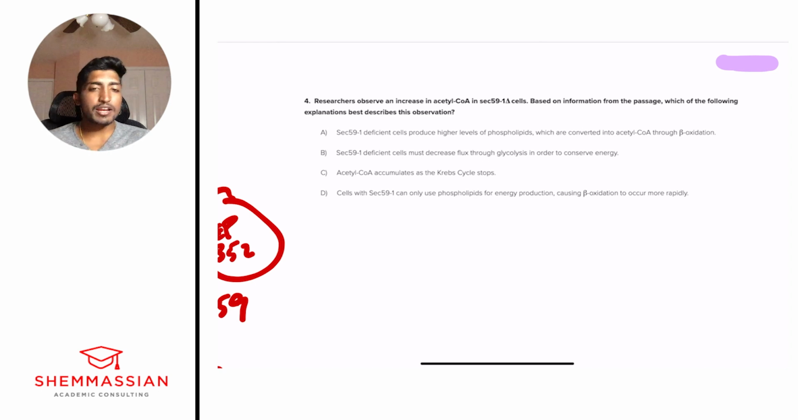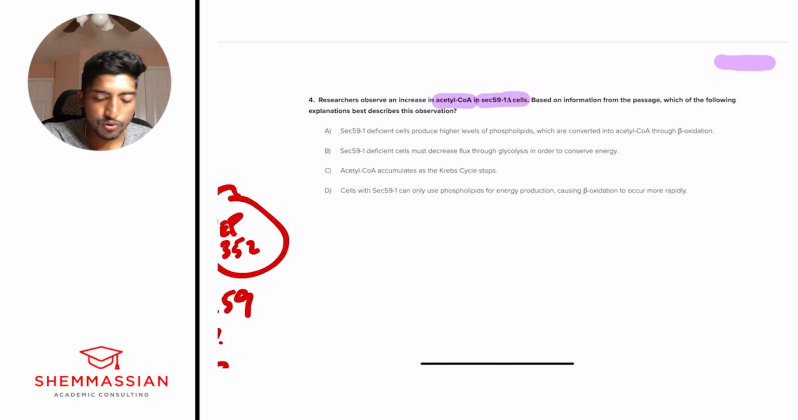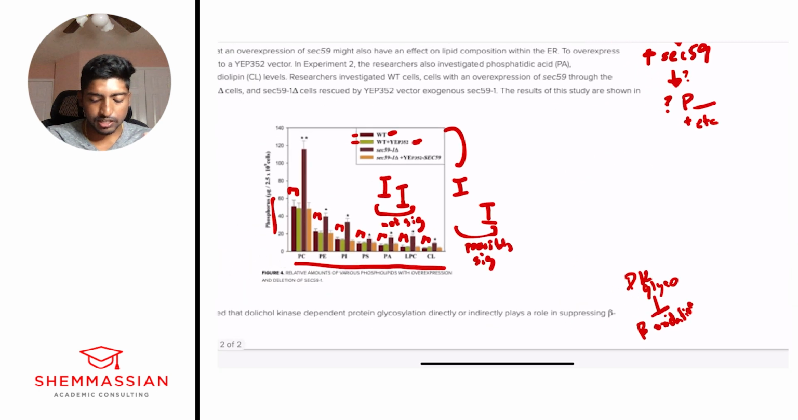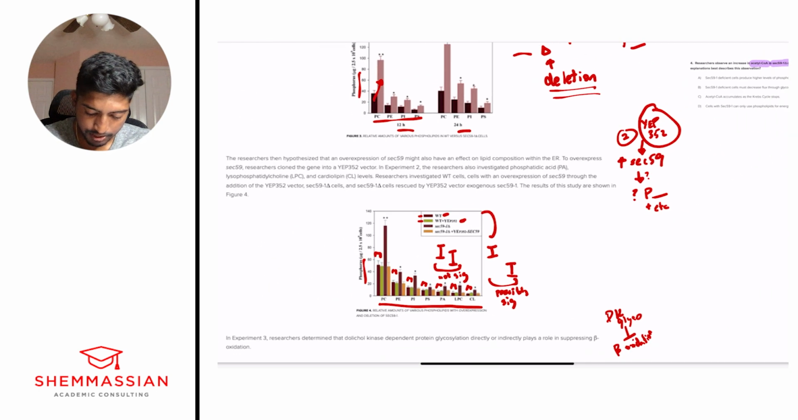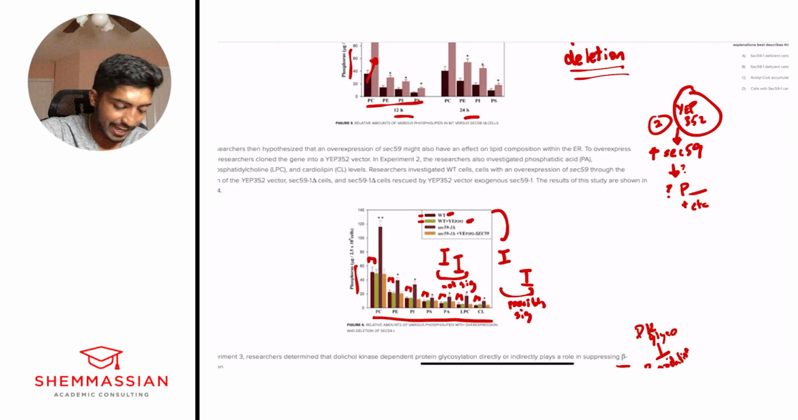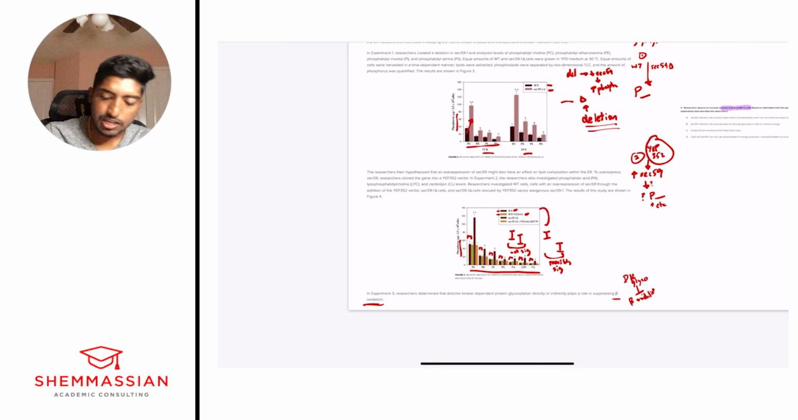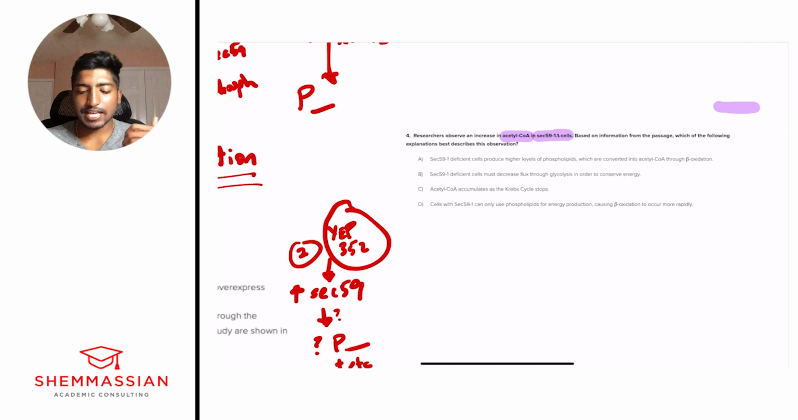All right, so right away, lots of different things being brought up, right? We're talking about our SEC59-1 delta cells, but it's also talking about acetyl-CoA for the first time in a while. And how do we know acetyl-CoA is linked to this? Well, we're going to look at our final paragraph. It talks about this glycosylation as it results in beta oxidation. And we should know beta oxidation is the idea of creating more acetyl-CoAs when we're in the state of energy dependence on fats and breaking down fats, right?